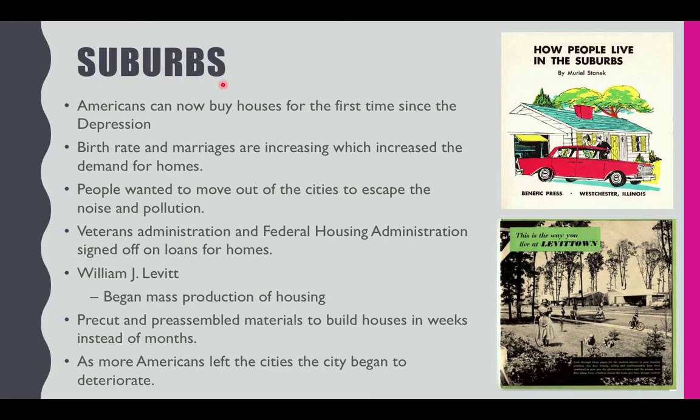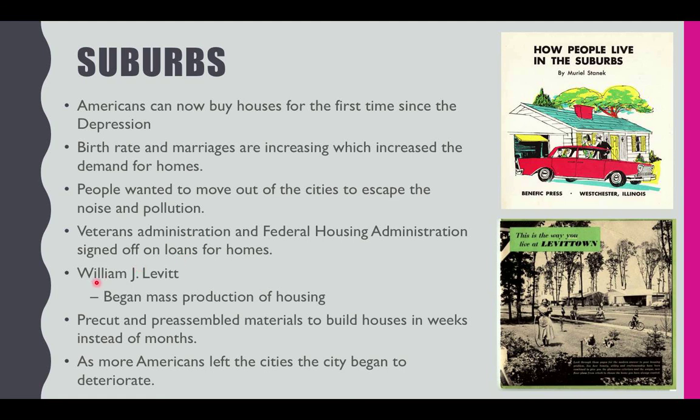The suburbs are going to erupt during this time. Americans can now buy cars. They can move out of the city. You see birth rate in marriages increasing, so the demand for homes increases. People don't want to live in the cities anymore. They're noisy, they're polluted. They don't want to raise their kids there. They want a nice big lawn and a white picket fence, so they start to move out of the cities. The Veterans Administration and the Federal Housing Administration also made it easier to get a loan for your new home, which encouraged people to move out into the suburbs.